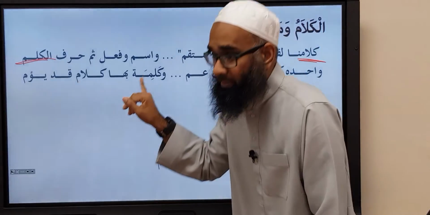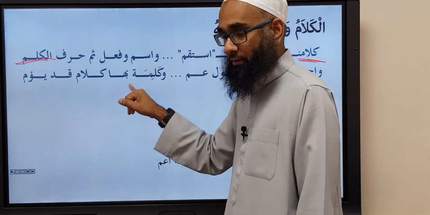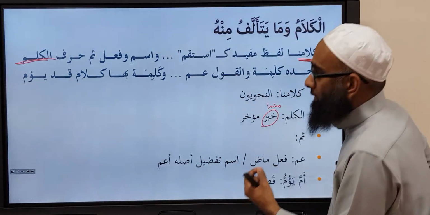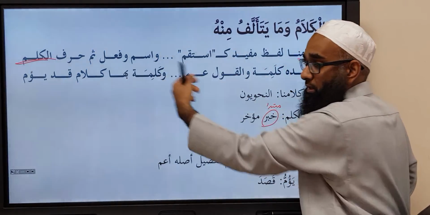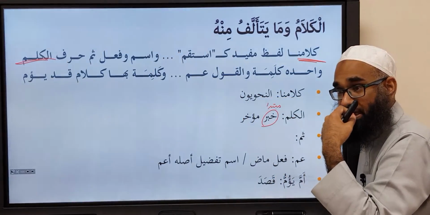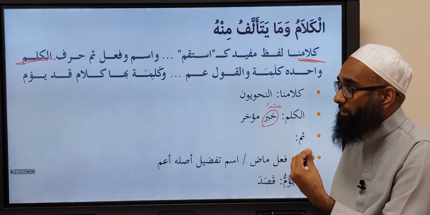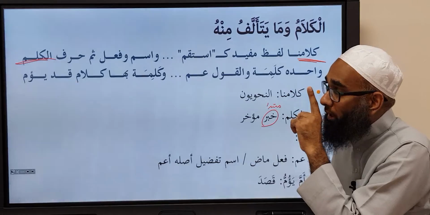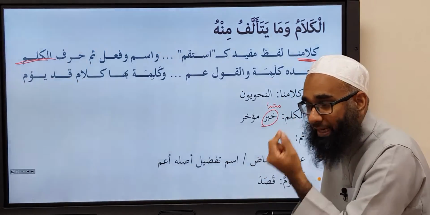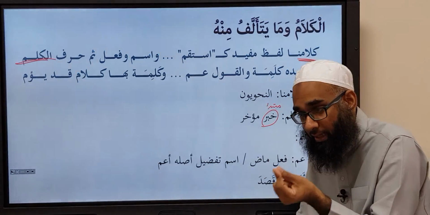What he's saying here, وكلمة قد يؤم بها كلام. So the word kalima is mubtada, but obviously it is Arab hikai, the word kalima, and then you put this damir with it. Kalam is sometimes intended by the word kalima. قد يؤم الكلام بالكلمة. So sometimes the word kalima is used, but what is meant? Kalam.